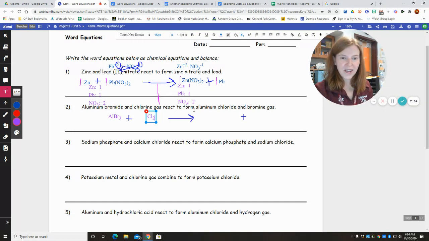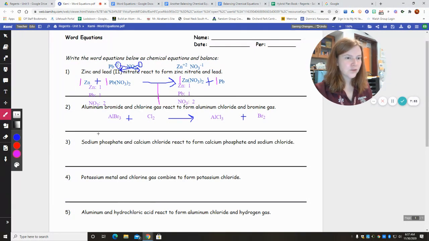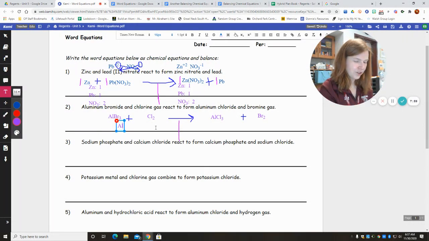All right, react to form aluminum chloride. Aluminum, again, is Al +3. Chlorine is Cl -1. So cross and drop, that's going to be AlCl3. And then bromine gas. Bromine is another one of our diatomic elements, so it's Br2. So now as I go to take inventory here, I have aluminum, I have bromine, I have chlorine.